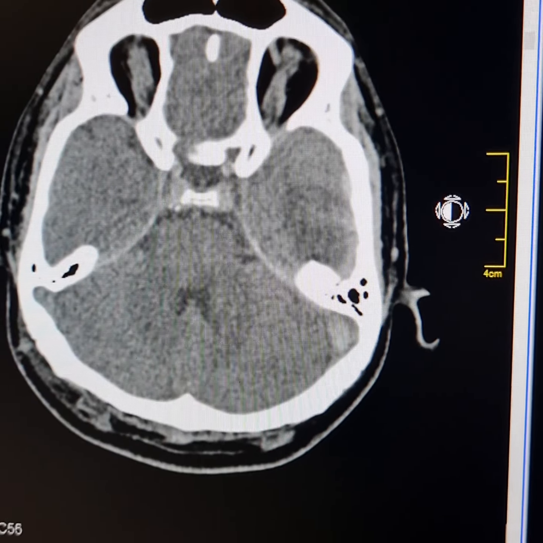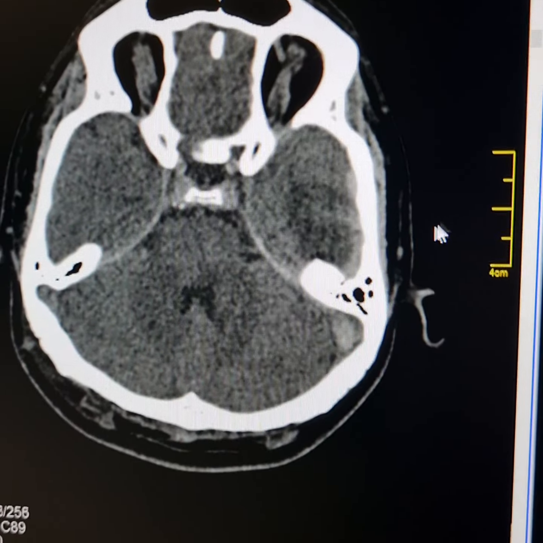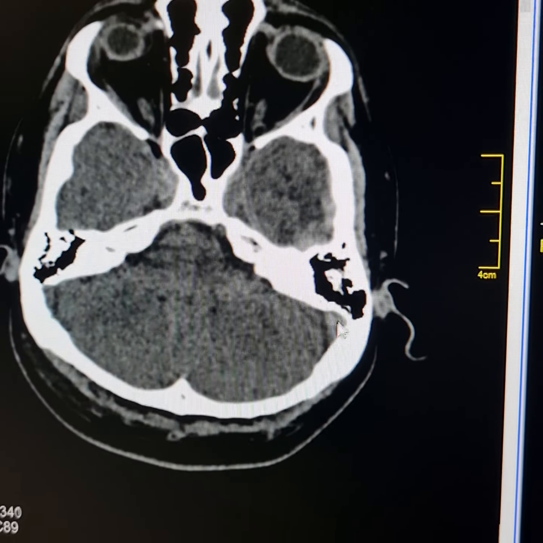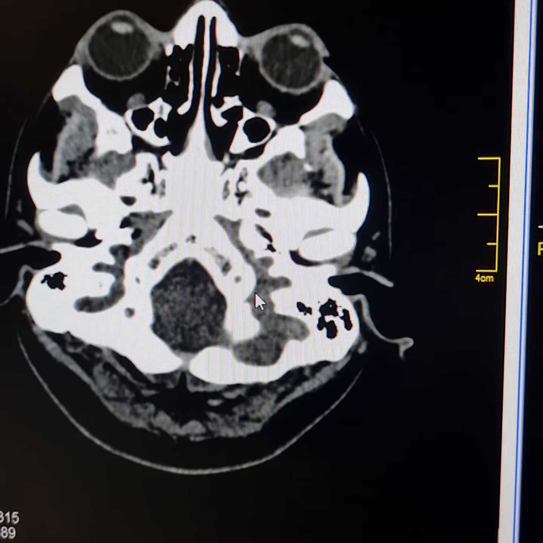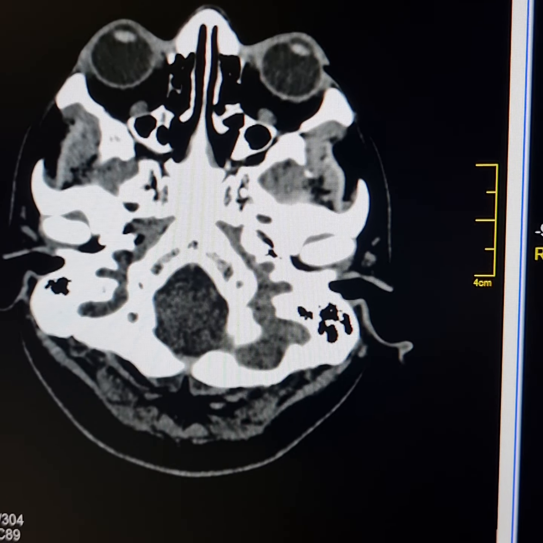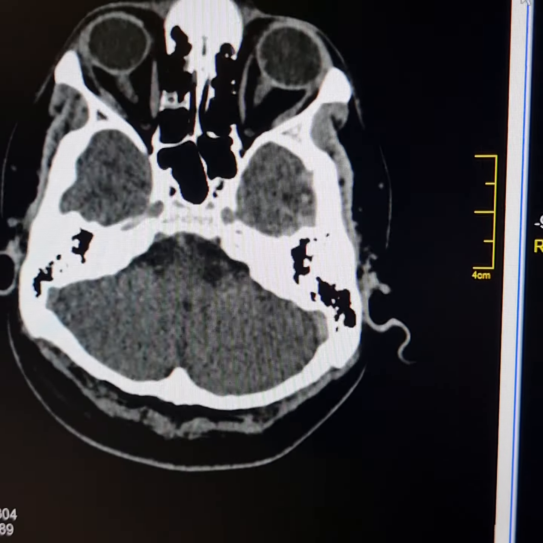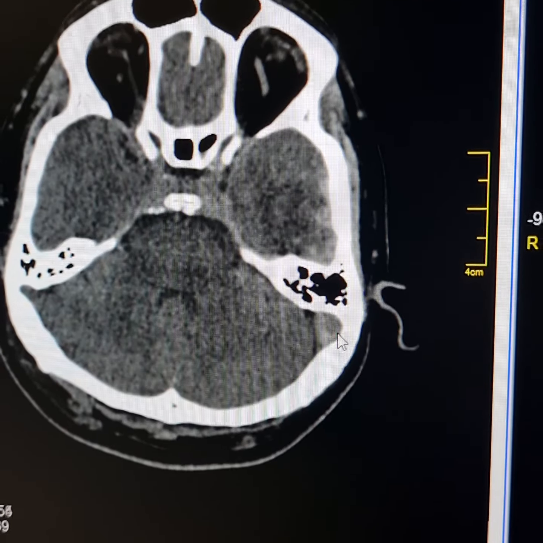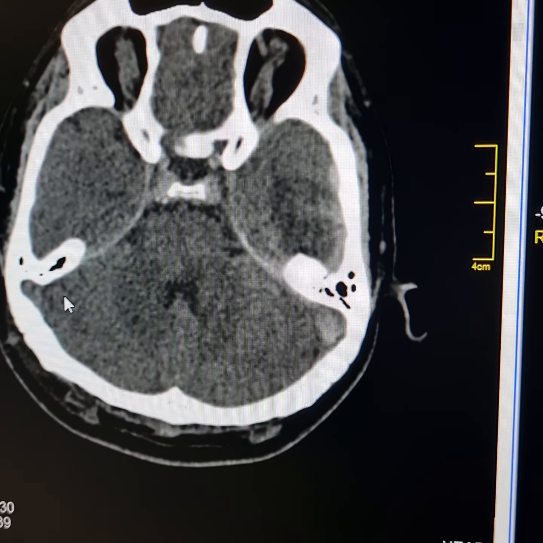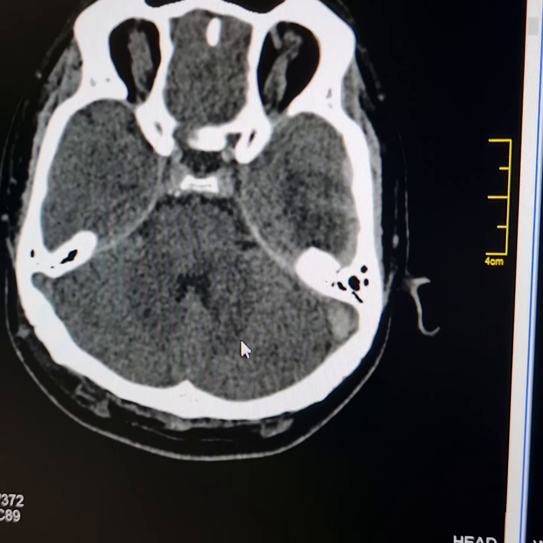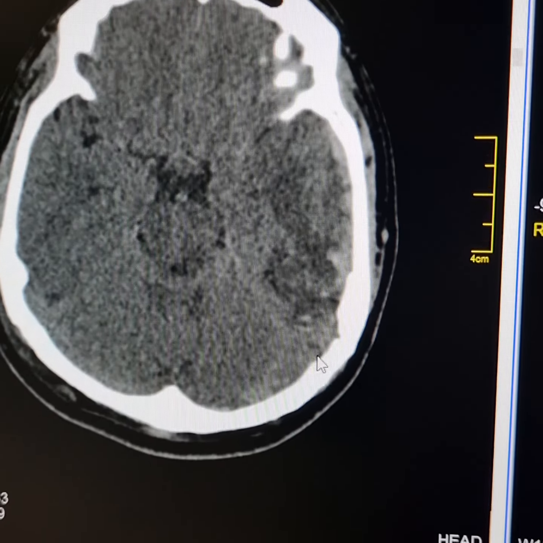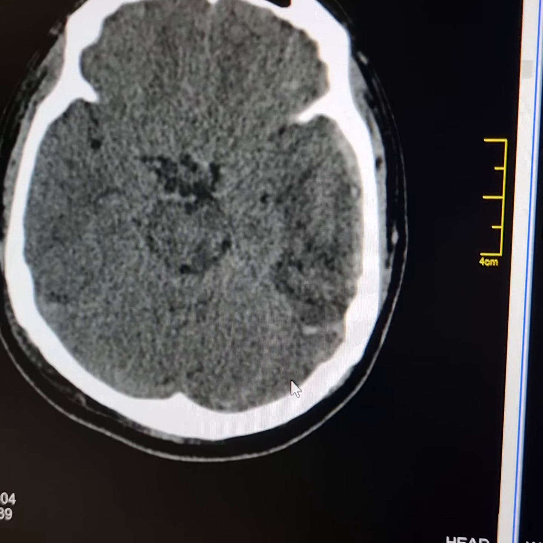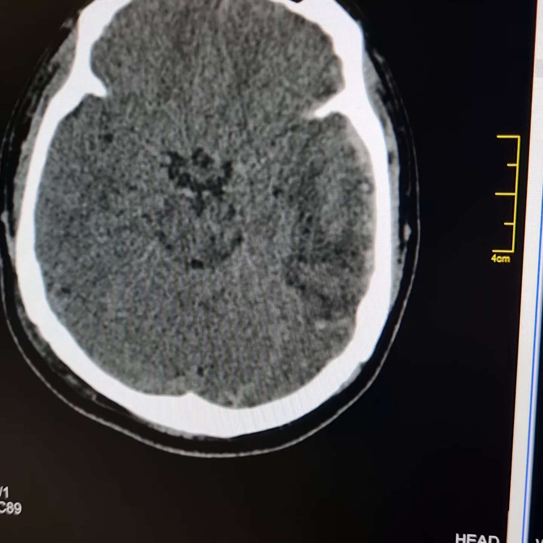Now please observe hyperdense areas in the left sigmoid sinus. Jugular bulb is spared. These are the thrombi. On right side, no such finding is present. These are the thrombi in the left sigmoid sinus as well as the lateral part of the left transverse sinus.